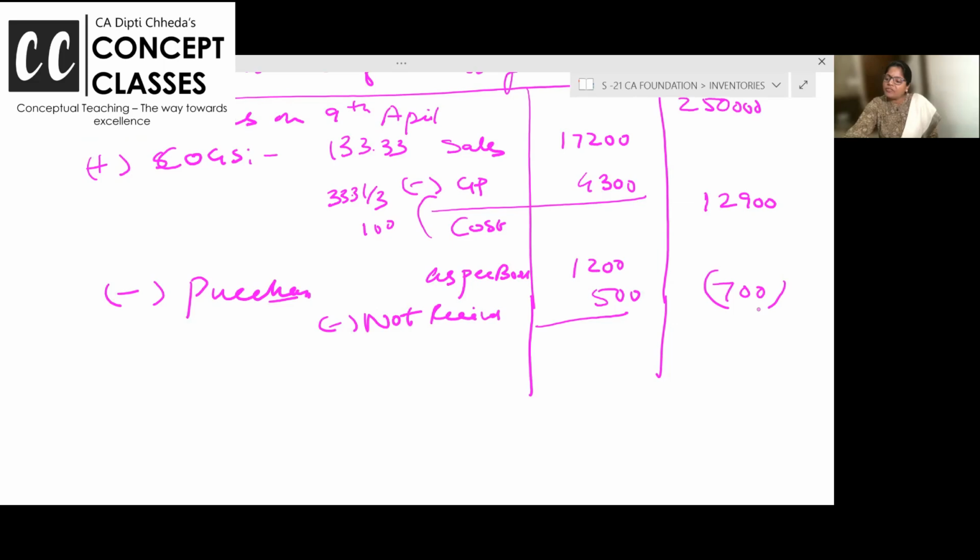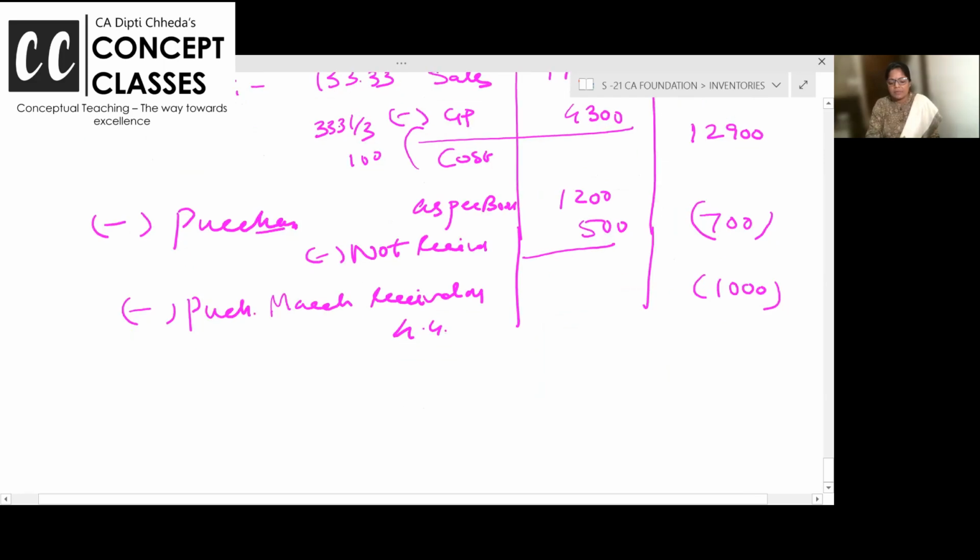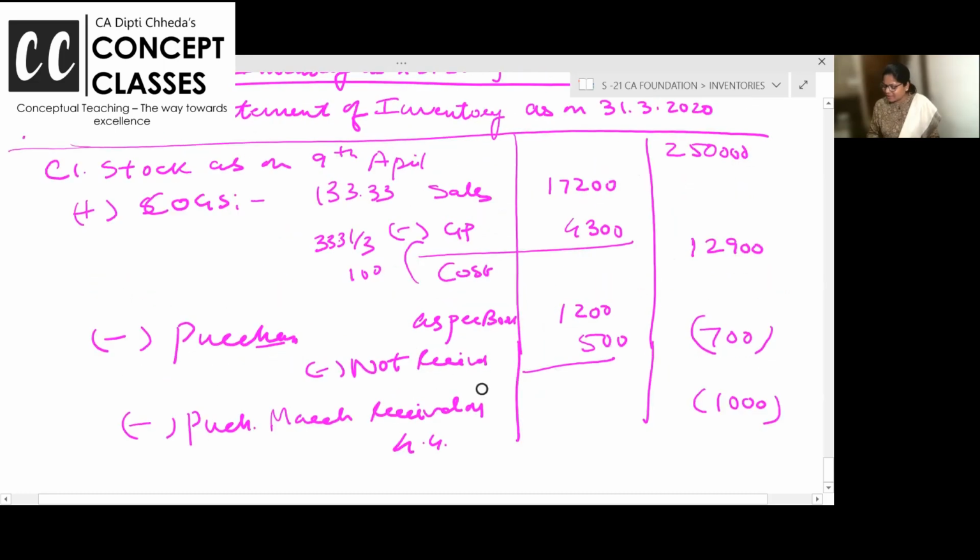Goods invoiced during the month of March but received on 4th of April, 1,000. Goods invoiced during March but goods received only on 4th of April. This is the purchases which you have received on 4th of April. So it's a part of 9th of April but it was not there on 31st, right? Purchases made in March but received on 4th of April, but on 1st they were not there, so minus it. Yes, that's it. So easy.